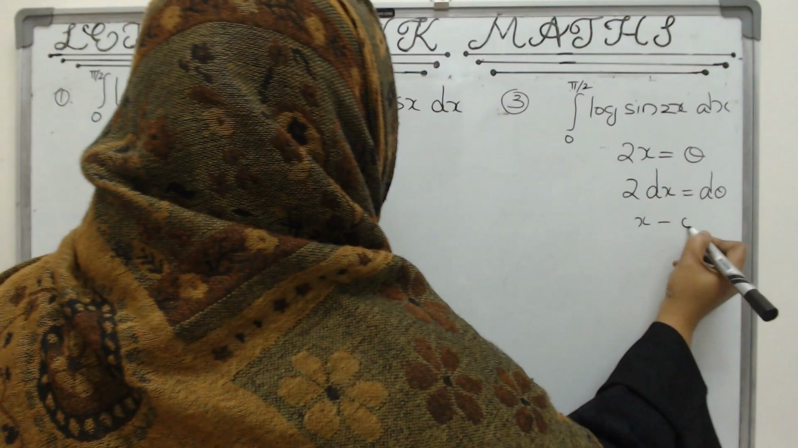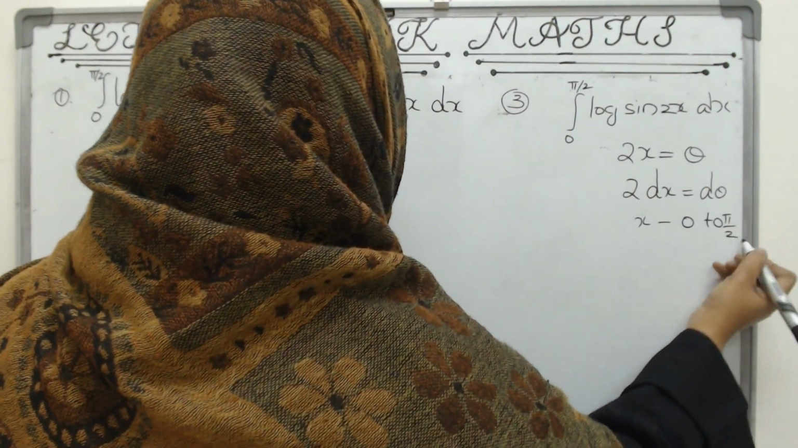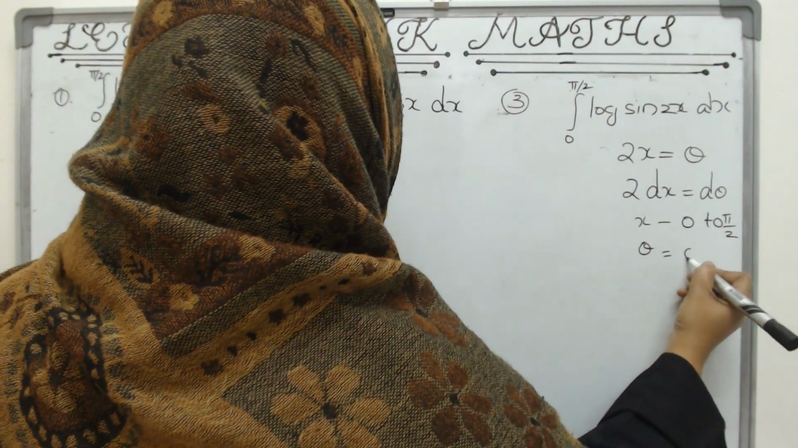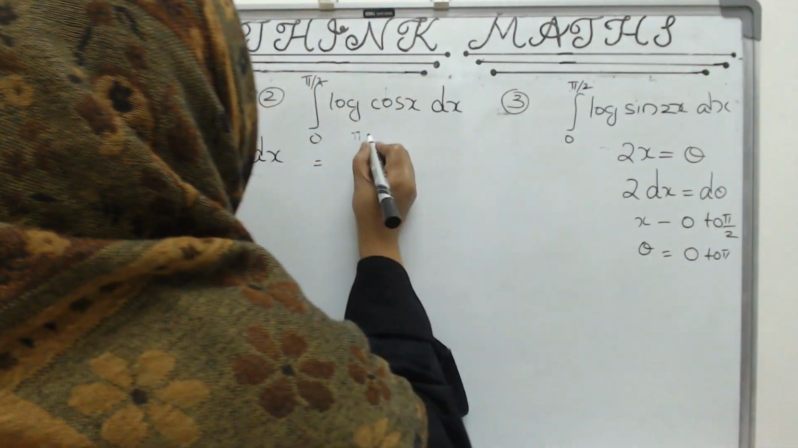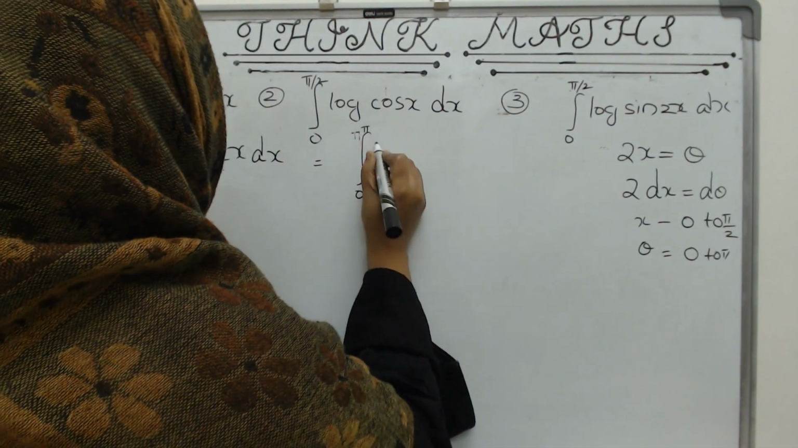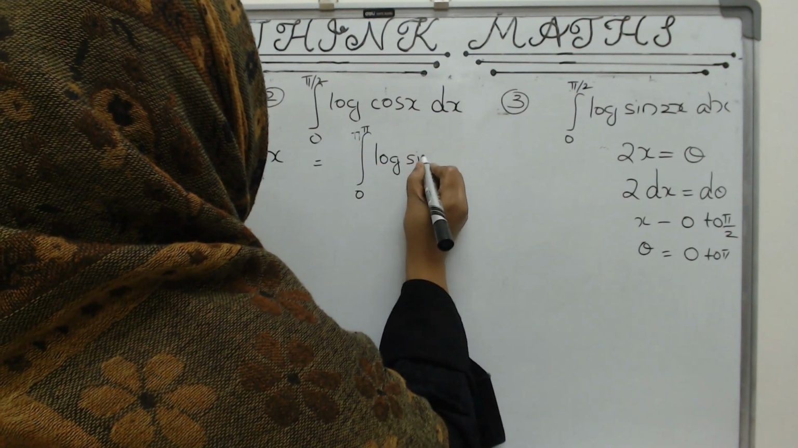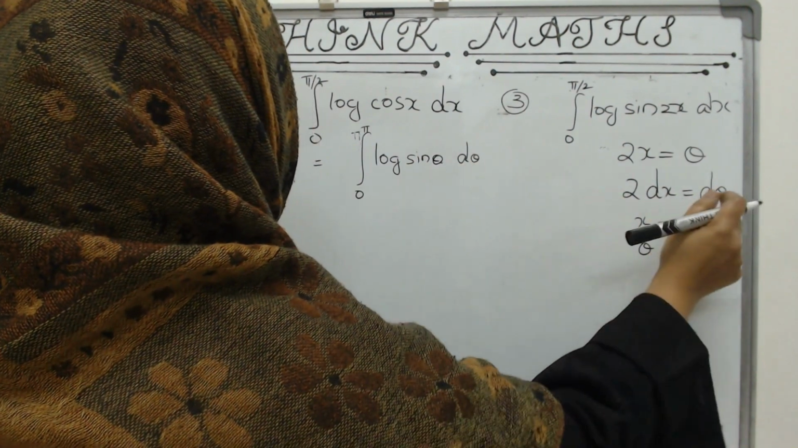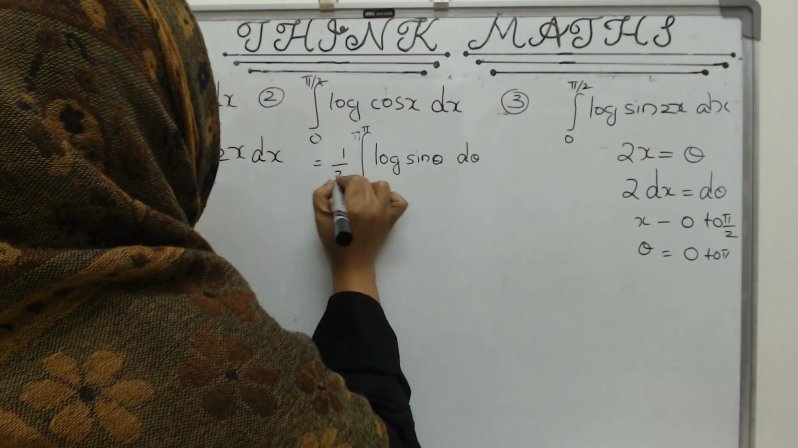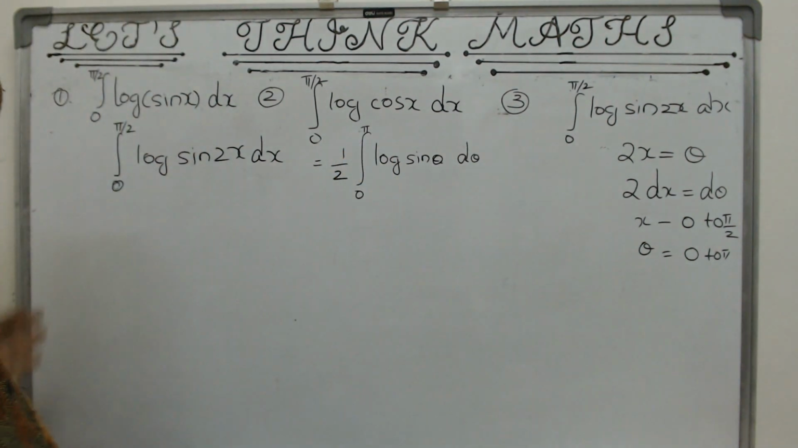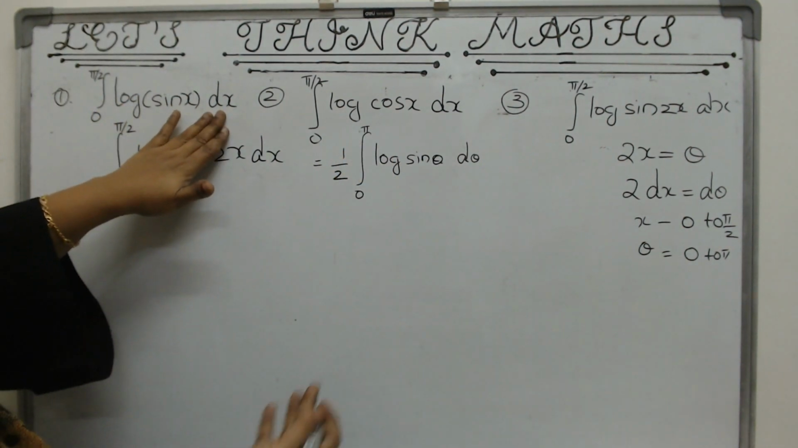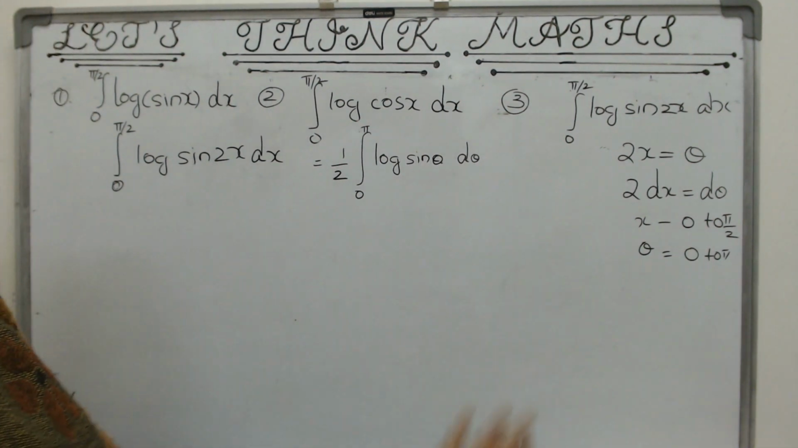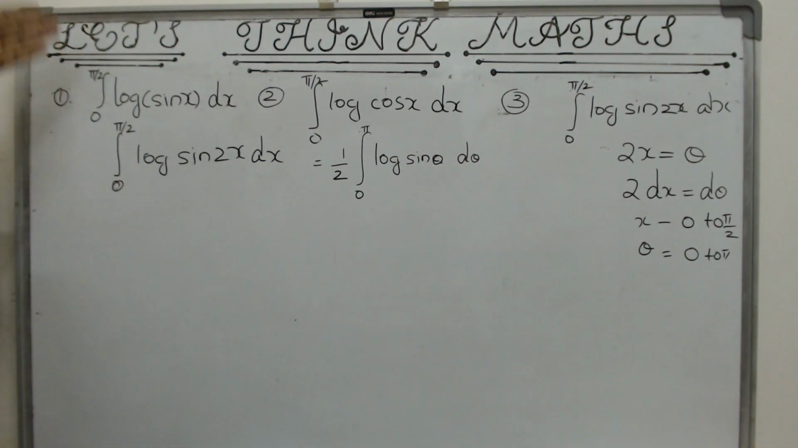But then what happens? The limits also change. x is from 0 to pi by 2. So 2x, which is theta, will be from 0 to pi. So what do you have? You have integral 0 to pi log sin theta d theta, but with a 1 by 2. That 1 by 2 will come here. Now what has happened? We have got log sin x dx, log sin theta d theta, but look at the limits, 0 to pi by 2. Now this is 0 to pi. How do we reduce this to 0 to pi by 2?